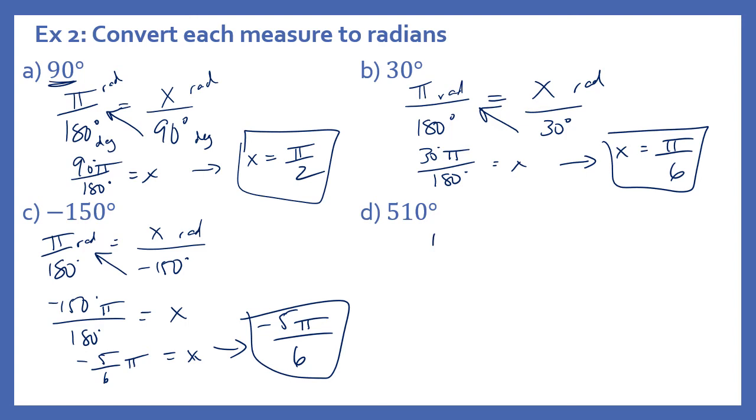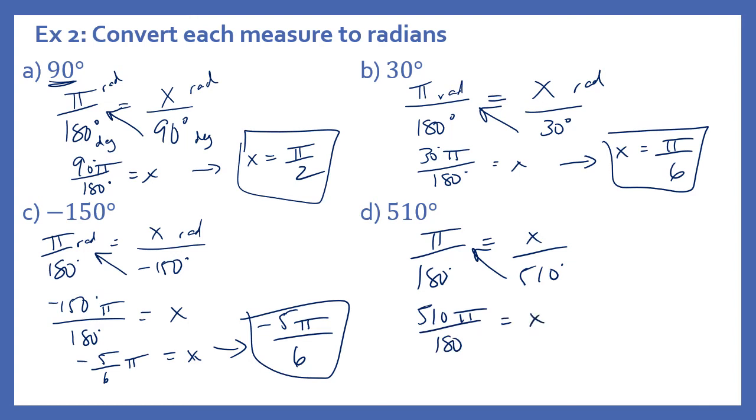510 degrees, again the same idea: pi over 180, x over 510, cross multiply, 510 pi over 180 equals x, reduce that fraction. As you can see already, we are going to have to work with fractions a lot. Part of this unit plus the next one is going to rely on your ability to not only be comfortable with working with fractions, but reducing fractions, or at least knowing how to use your calculator to reduce fractions.